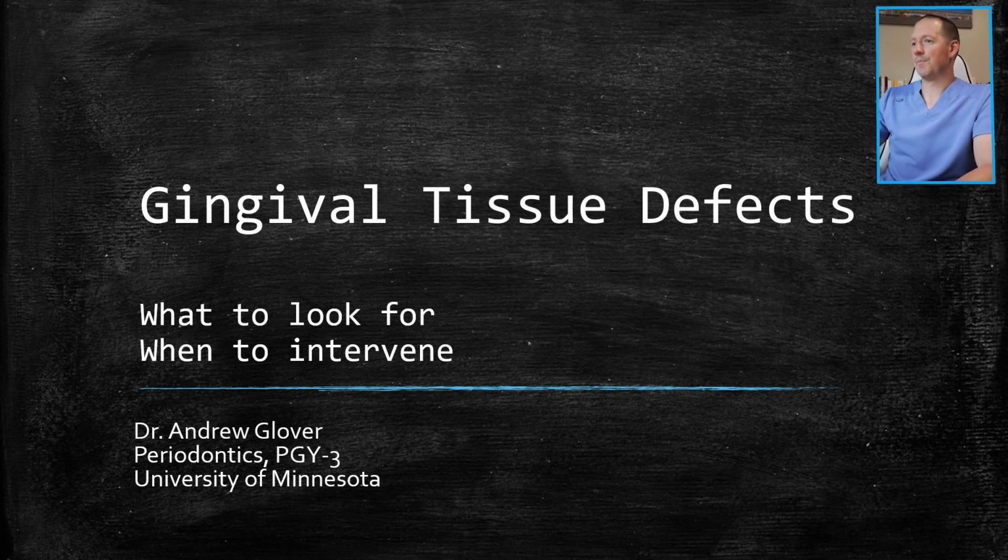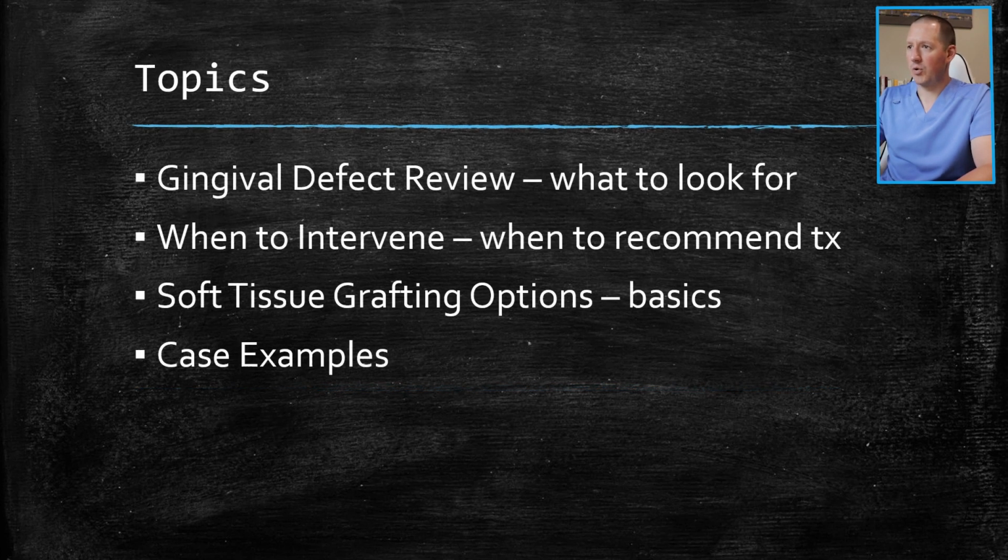All right, so when it comes to soft tissue defects, what I want to talk about today is what to look for and when to intervene. So today we're going to just do a quick overview of gingival defects, right? What they are. I know we probably learned these in dental school, but we're just going to go over it again because it's important and it's always good to have a little refresher, right? We're going to talk extensively about when to intervene.